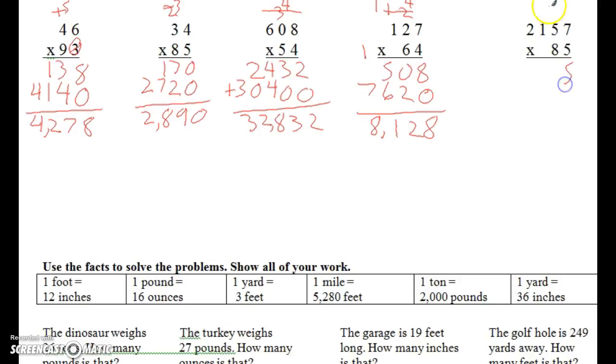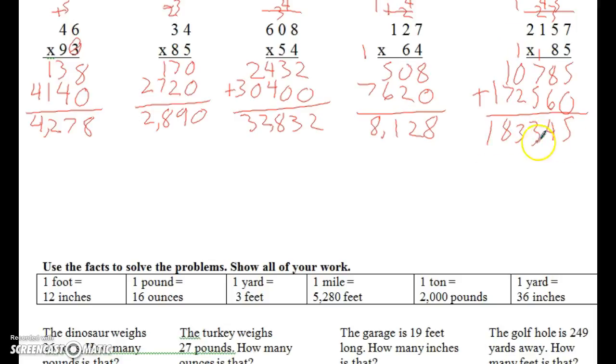5 times 7 is 35. 25, 28. 5, 7. And a 10. Marco Polo. 56. 40, 45. 8, 12. 16, 17. Got a 5, 14, carry my 1, 8, 13, carry my 1, there's a 3 and an 8. 1, 2, 3, 183,345.